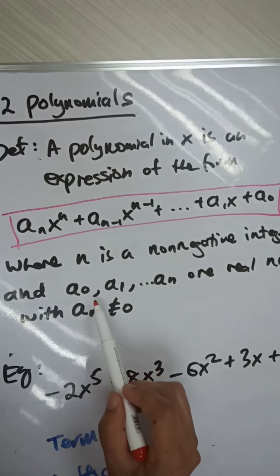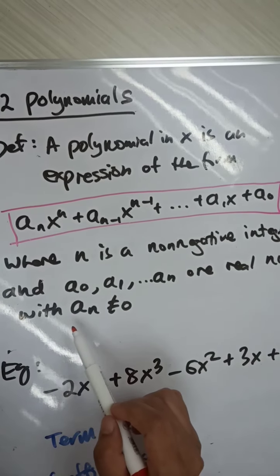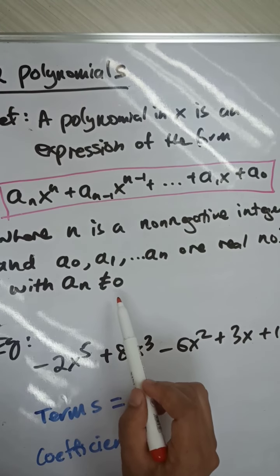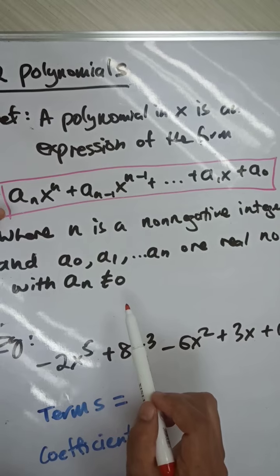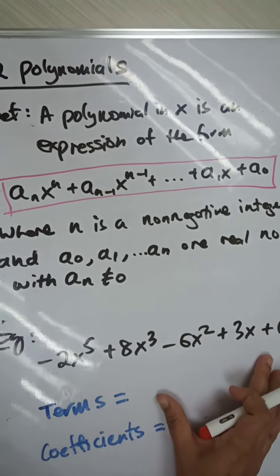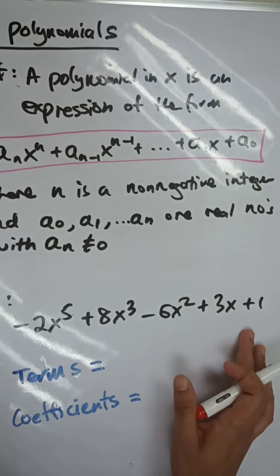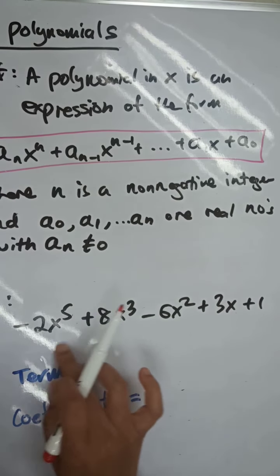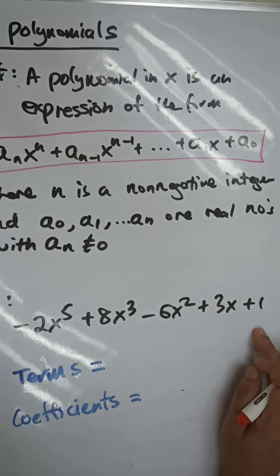And then a_n, ..., a_1 are real numbers with a_n cannot be 0. Okay, the first one cannot be 0. So now to simplify this, I give you the example for the polynomials. Now we know that the power cannot be negative. Okay, so in the example I give you the positive integers.